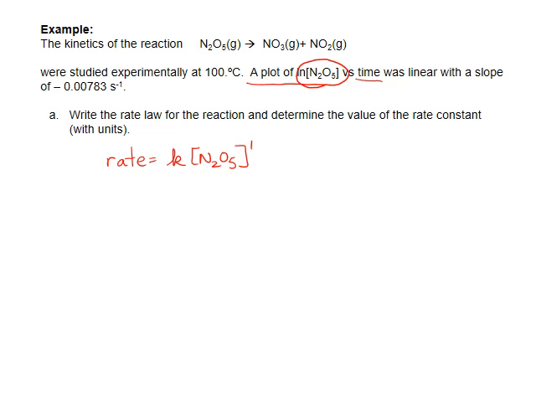We also know that the slope of the plot was negative 0.00783 inverse seconds. Looking back at our table for the integrated rate equations, we see that a plot of natural log of concentration versus time should give a slope that has a value of negative k. So we can find the value of k by just taking the negative value of the slope. In this case, we'll then have 0.00783 inverse seconds as the value of our rate constant.